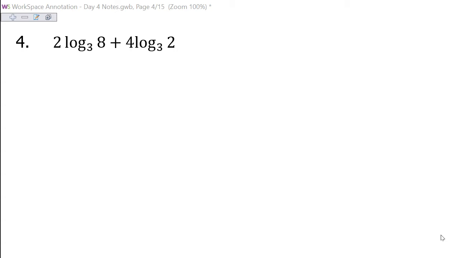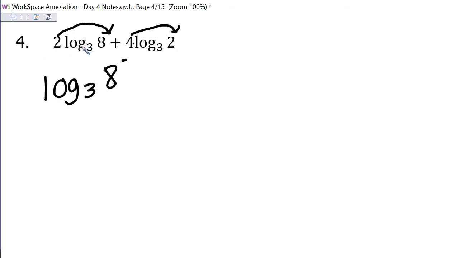Okay, those numbers out front, put them back into the exponent position. That's called the power property. So the 2 goes over here, and that would be 8 squared. And the 4 goes over here, and that would be 2 to the 4th. So I'm going to rewrite those. So this would be log base 3 of 8 squared plus log base 3 of 2 to the 4th power. So the number out front becomes the exponent.